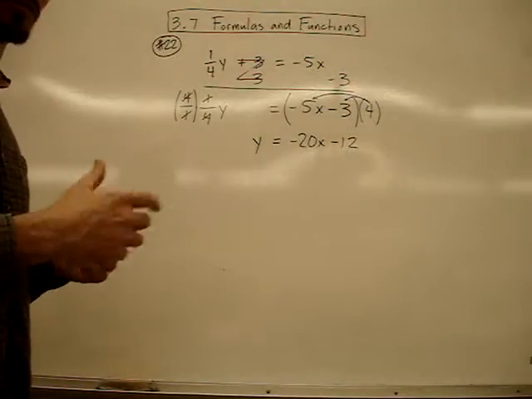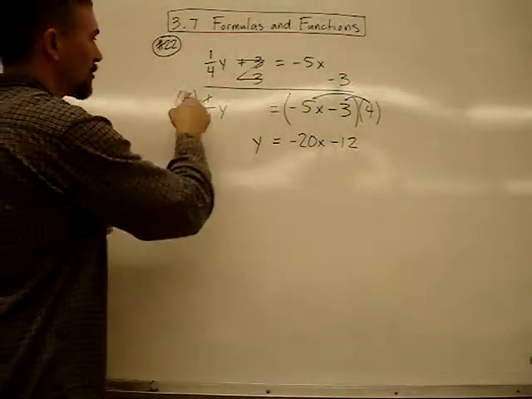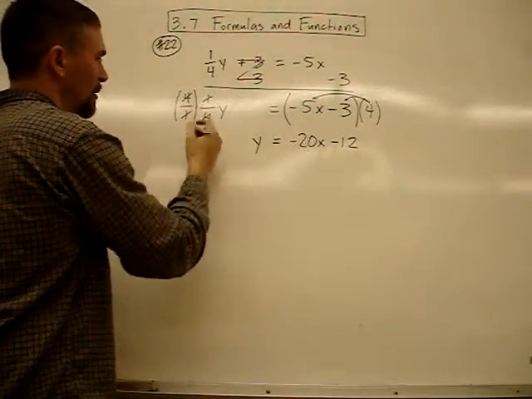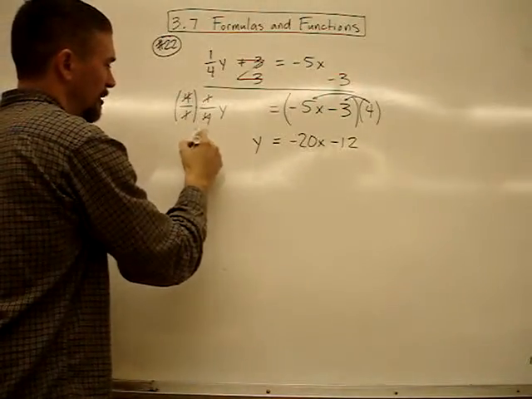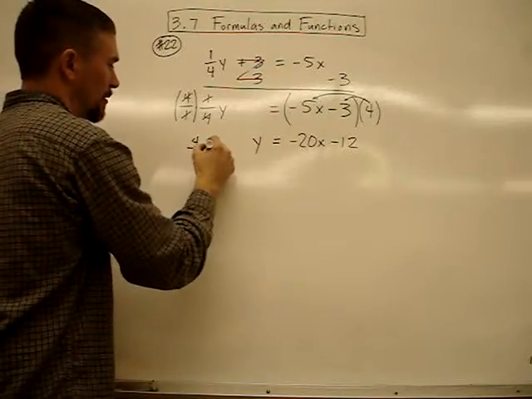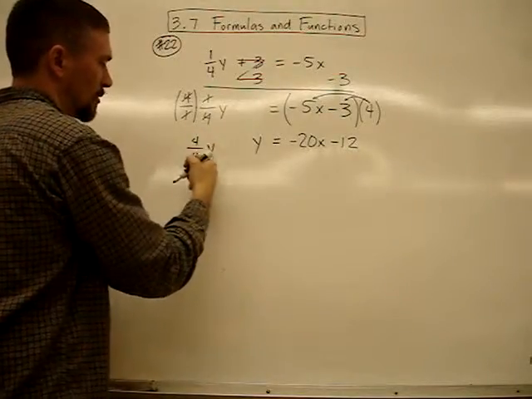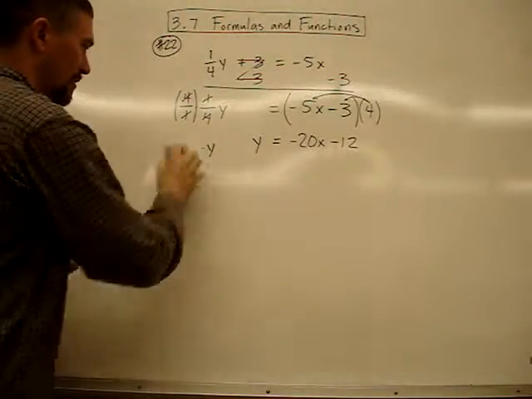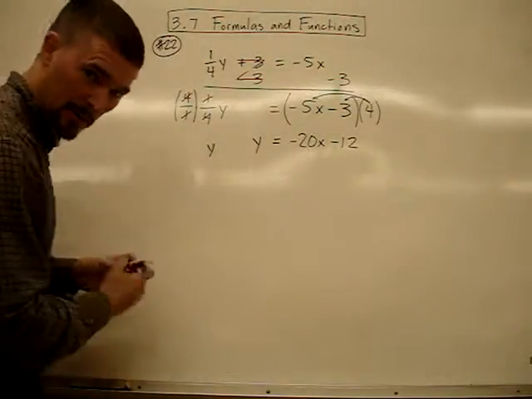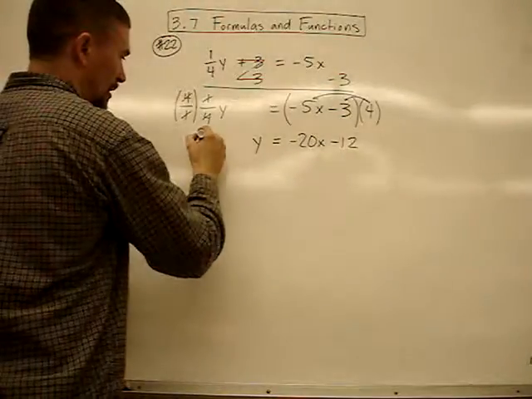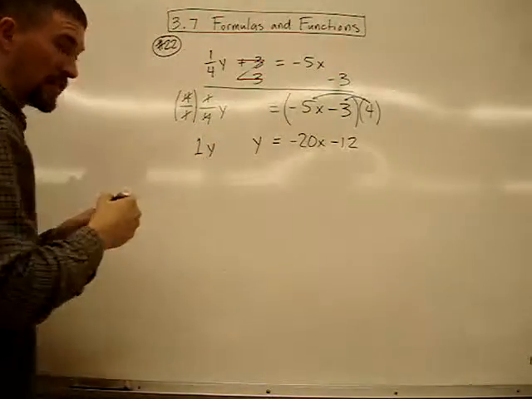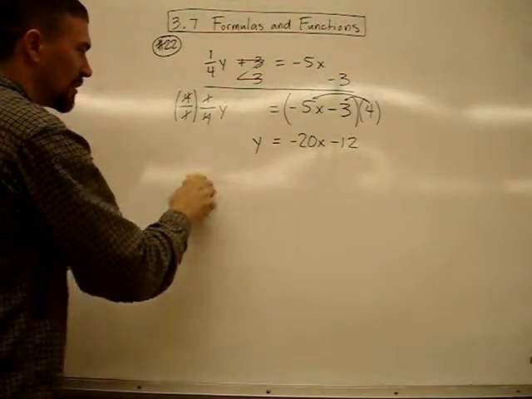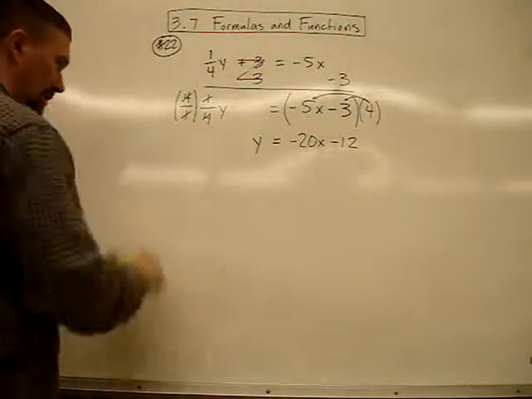And just one more comment on cross-canceling. If you're still not comfortable with that, go ahead and multiply them together. 4 times 1 would be 4. 1 times 4 would be 4. This, 4 over 4, really can be rewritten as a 1, because anything over itself, 4 divided by 4, is 1. And we don't even need to write 1y, because 1 times y is just y. So that's how we rationalize cross-canceling.